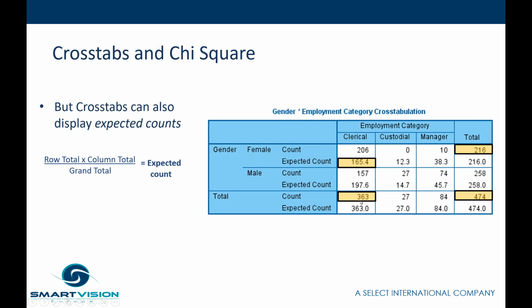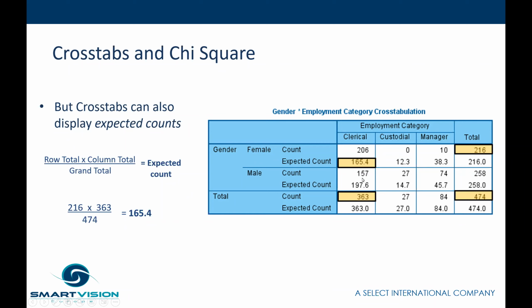And down here for the men, I would have expected to get 197, but in fact I get less than that. I get 157, and so forth. Now, how is that being calculated? How does it know the expected count? Well, for each cell, it multiplies the row total by the column total and divides by the grand total, and it does that for each individual cell. So for this one, where we've got 165.4, it's multiplied 216 by 363 and divided by 474, and that gives 165.4.